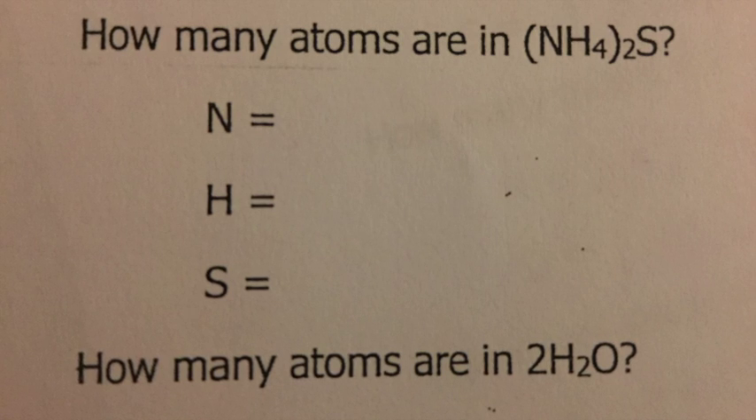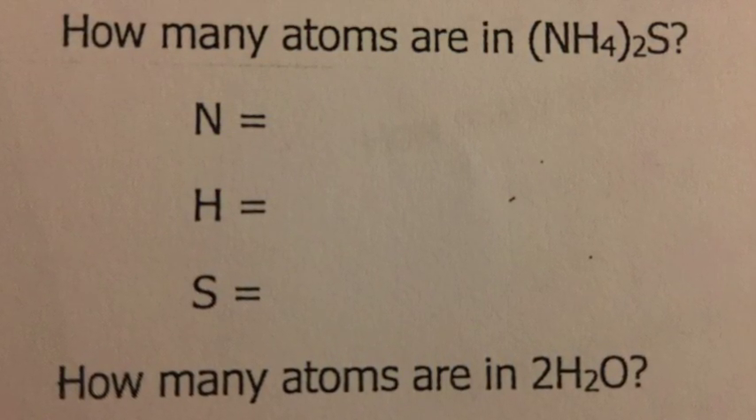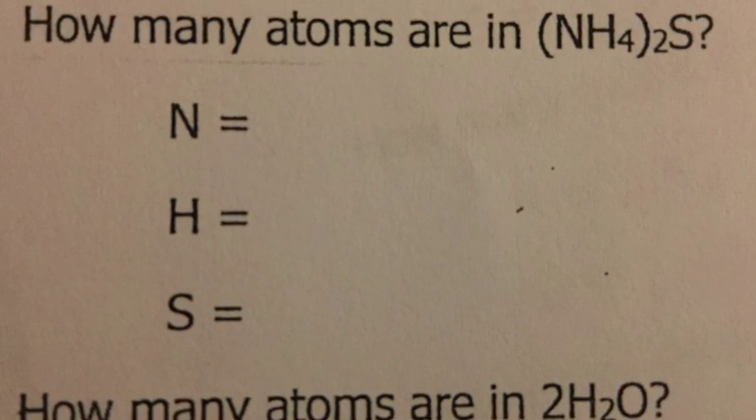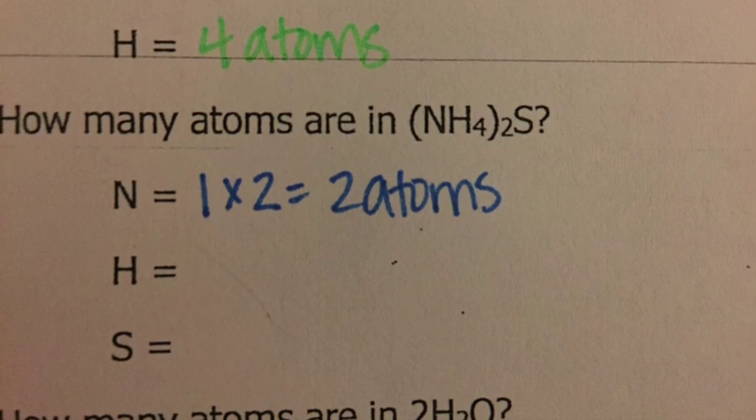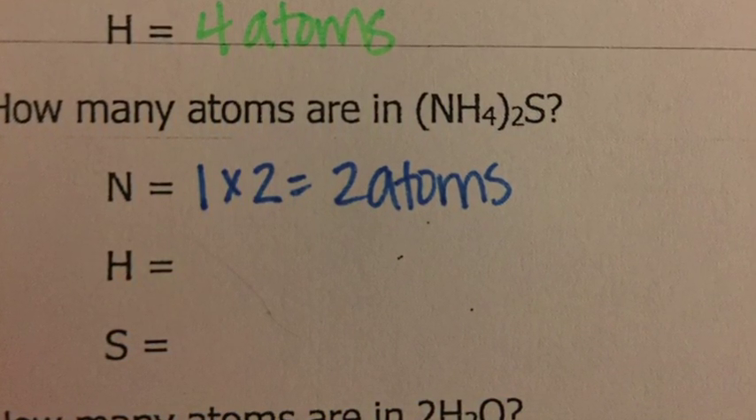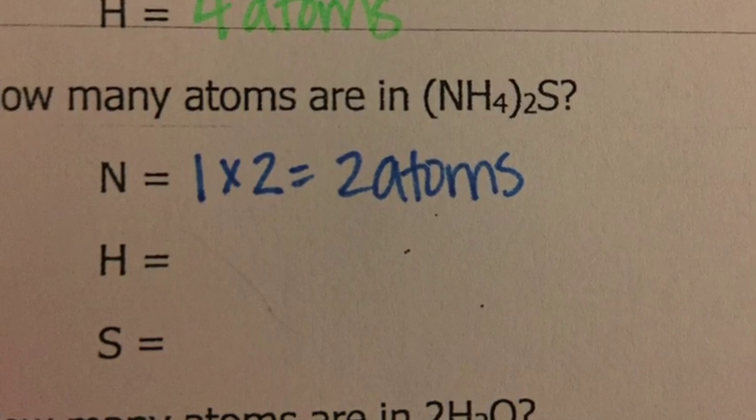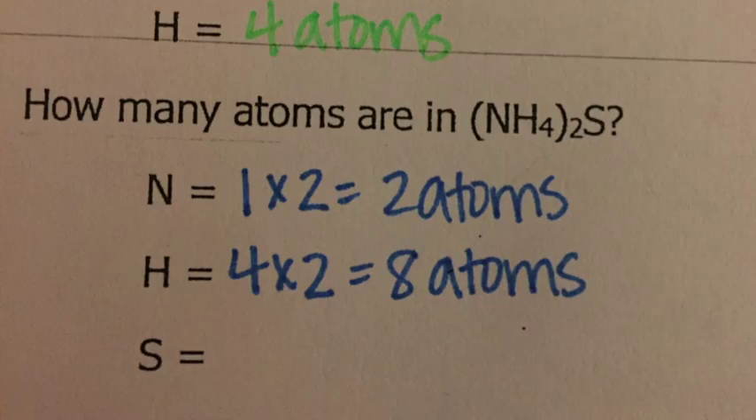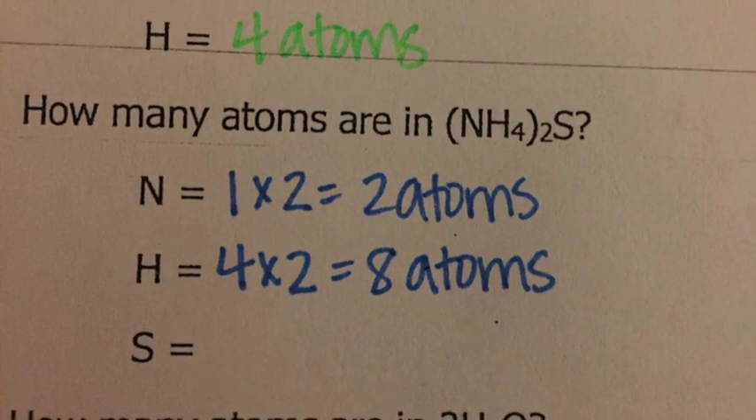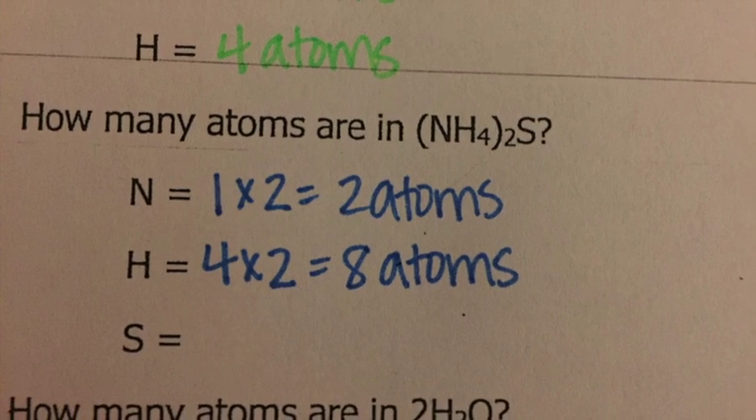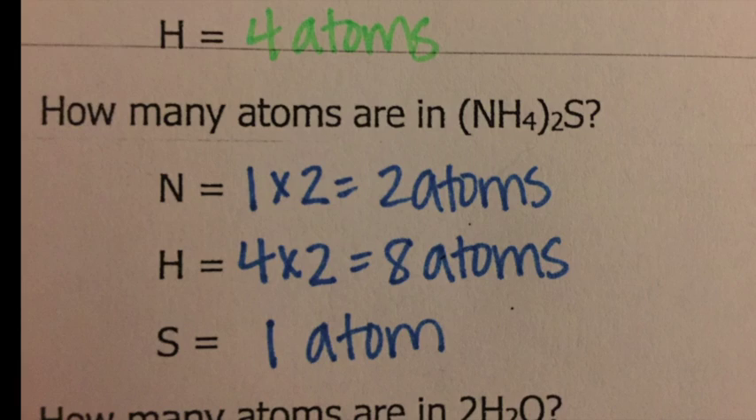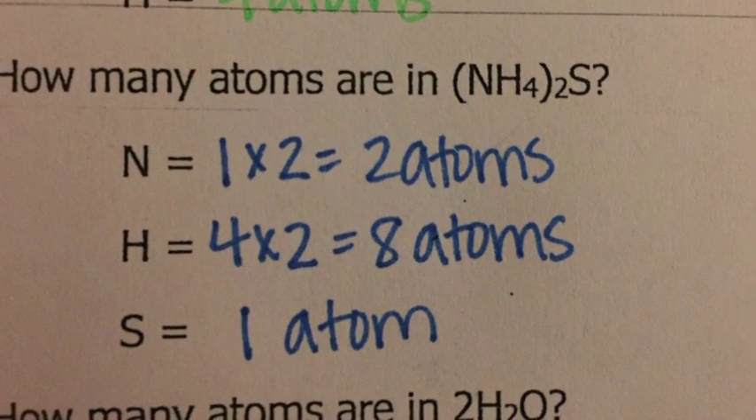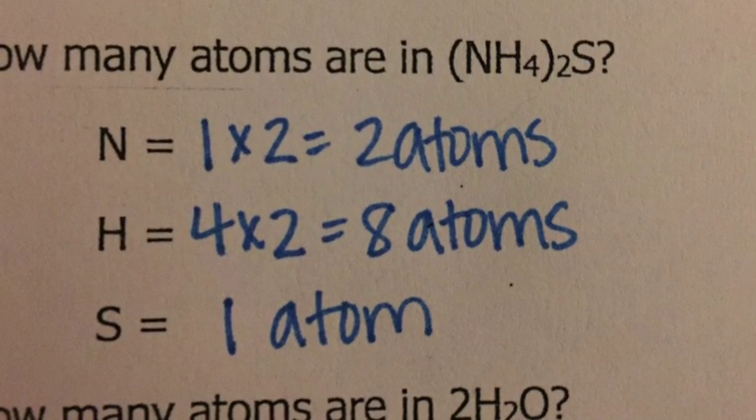And then back to the left side of our paper, we have an example with parentheses. How many atoms are in (NH4)2S? So our first element is nitrogen, and there's a 1 that it has as a subscript. You would then multiply it by the 2 outside the parentheses to get 2 atoms of nitrogen. H is hydrogen, and it has a subscript of 4. Then you would multiply that by 2 for the 2 outside of the parentheses. And then our last element, S, is sulfur, and that doesn't have a subscript, and it's not inside the parentheses, so it would just be 1 atom.